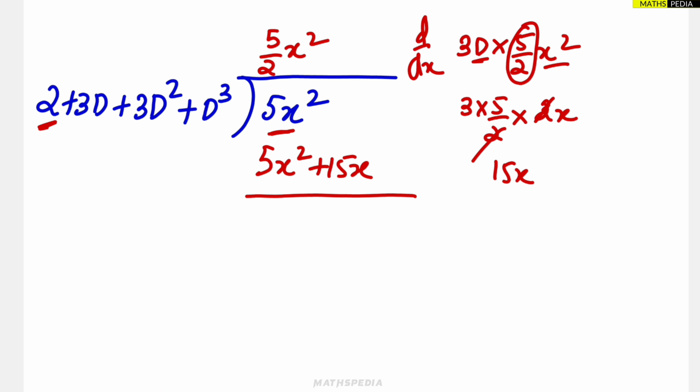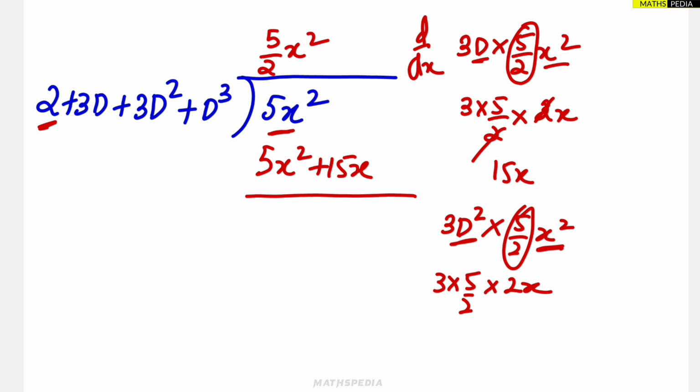Done. Now next I have to multiply 3d square, right? So 3d square has to be multiplied with 5 by 2 x square. Now 5 by 2 you take it outside. So 3 into 5 by 2. Now d square basic meaning is that double differentiation. 2 times you have to differentiate. So x square differentiation is 2x. Now x differentiation is 1. So what is left out? 15 is left out. So plus 15.